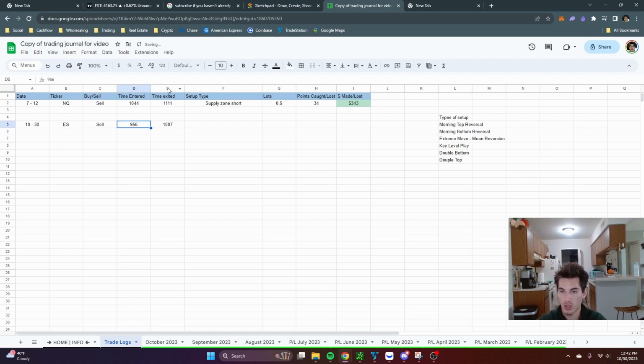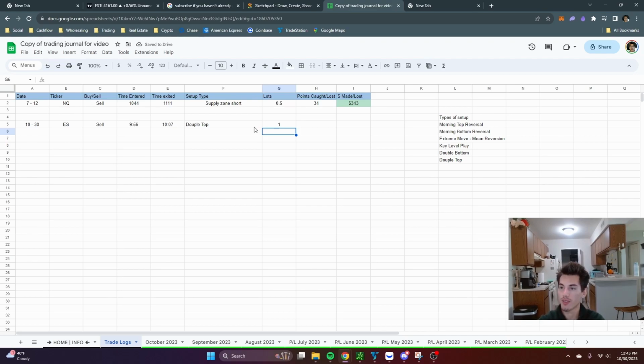Now, again, if you really want to, you can put colons in here. I don't really care, because I've had this for so long that it's pretty obvious, 10:44, 11:11, that this is time. But if you want to, you can put colons in. Setup type: I have my list of setups right here: morning top reversal, morning bottom reversal, extreme move, key level play, double top, and double bottom. So let's say I played a double top, right? And let's say that I traded one E-mini lot. So boom, just put one.